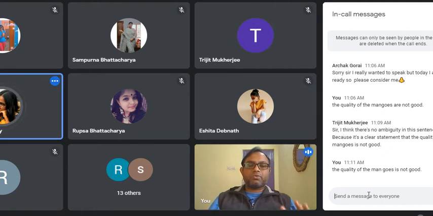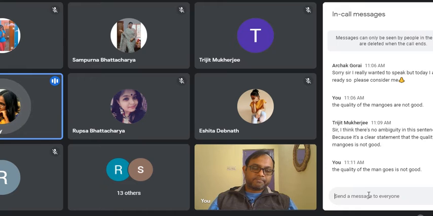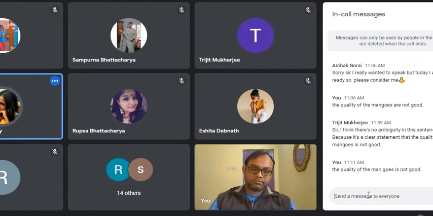Anything else that is wrong with this sentence? Anything else that can be corrected? Sir, if we talk about the fruit mango, then there is a gap between man and goes. But if we talk about a man, the quality of a man, then we particularly define that man, that one man about whom we are talking. Then the quality of the man is not good can be right, but goes will not be there.